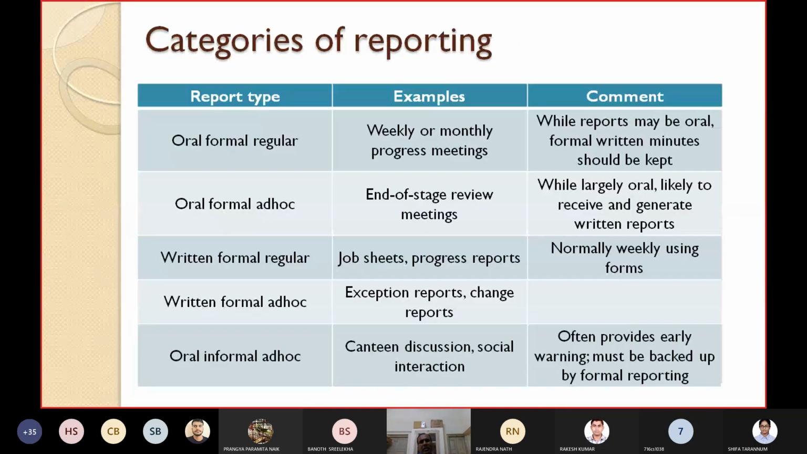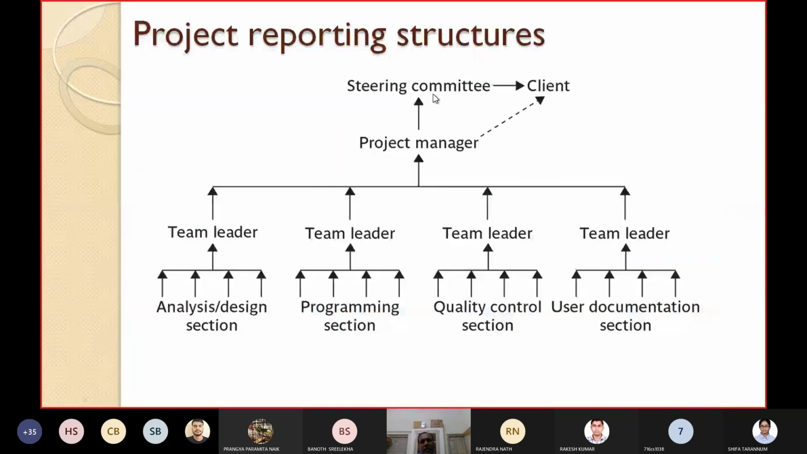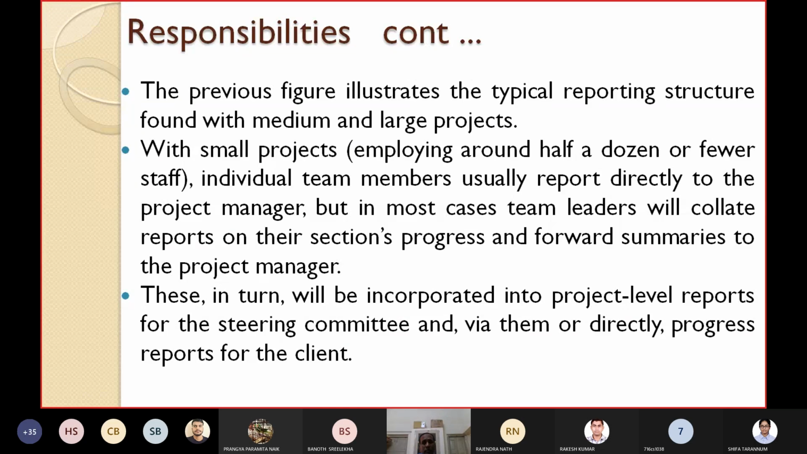So the project manager may report to the steering committee maybe weekly or monthly, but the team leaders must report to their project manager every day. So as you go up, the frequency of reporting should be less and the content of the report should be less. But as you go to the bottom, the frequency of reporting is more and the content of the report document is also more. Okay.